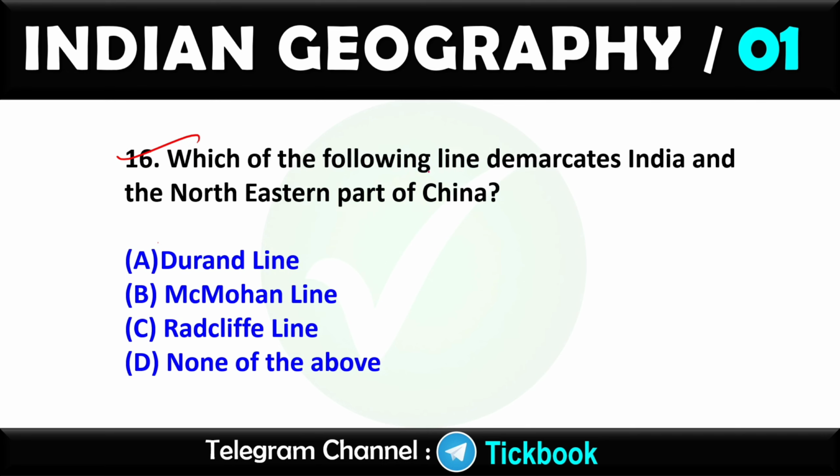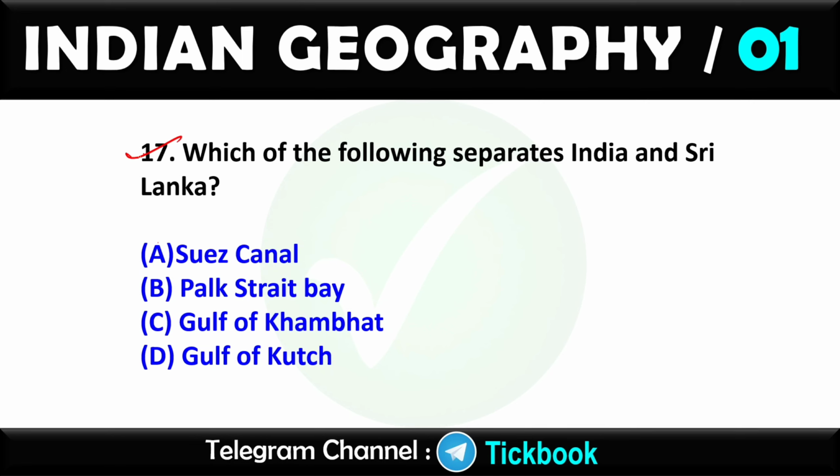Question number 16. Which of the following lines demarcates India and the northeastern part of China? Option number B, McMahon Line is the right answer. Question number 17. Which of the following separates India and Sri Lanka? Option number B is the right answer, Palk Strait.